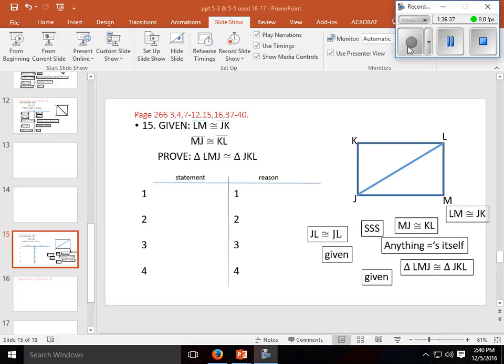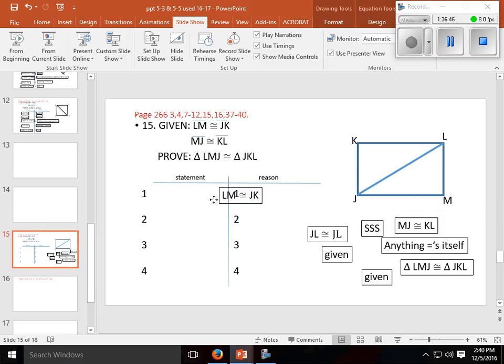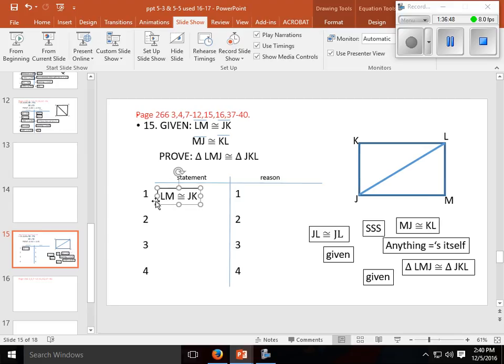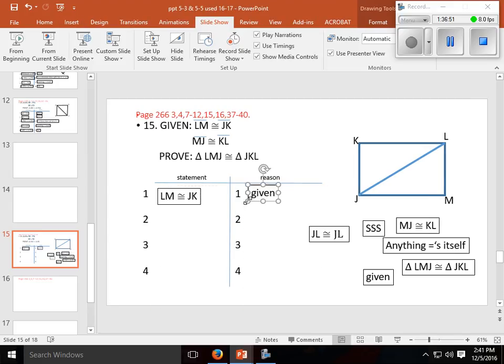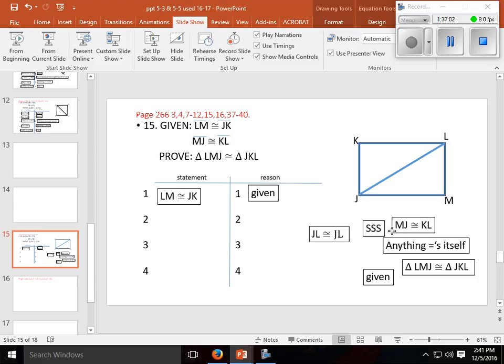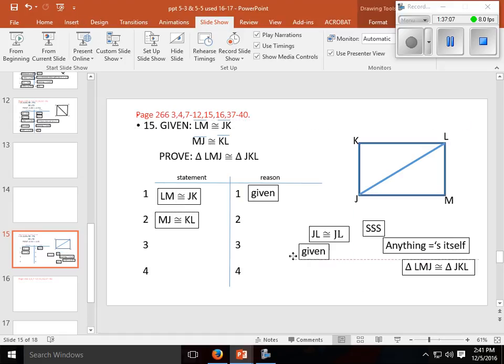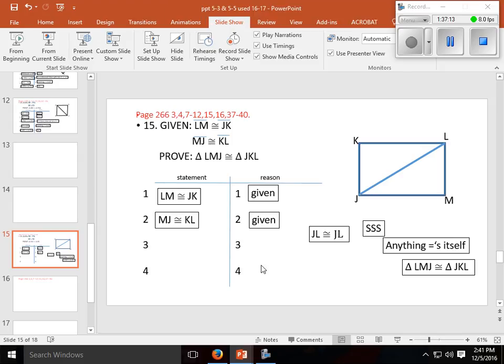So I'm going to drag these over here. The first thing I'm going to drag over is the first given: segment LM is congruent to segment JK. And we knew that because it was given to us. Can't really say a whole lot else about those two segments being congruent, so then I go to the next thing. It says segment MJ is congruent to segment KL. How'd I know that? It was given to us.